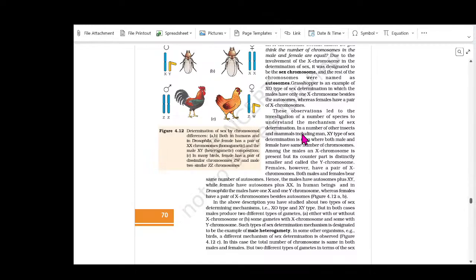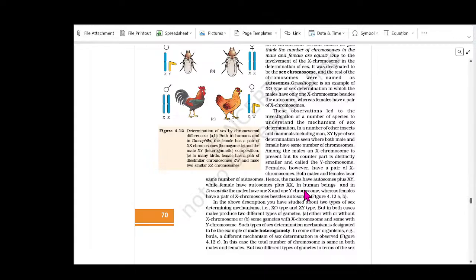In a number of other insects and mammals, including man, XY type of sex determination is seen, where both male and female have the same number of chromosomes. Among the males, an X chromosome is present, but its counterpart is distinctly smaller and called Y chromosome. Females, however, have a pair of X chromosomes. Both males and females bear the same number of autosomes. Hence, the males have autosomes plus XY, whereas females will have autosomes plus XX.